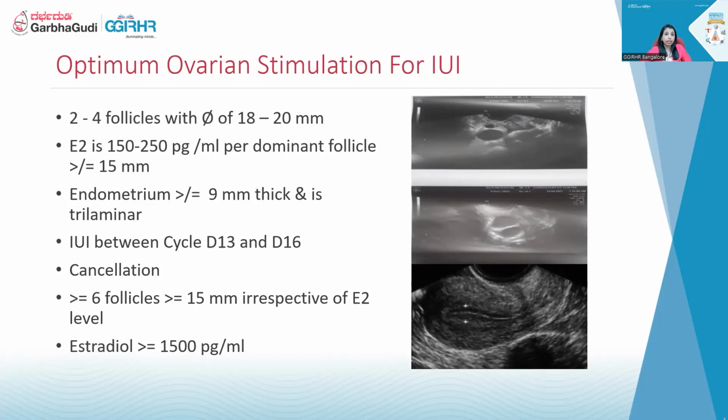At the same time, in case the patient has overtly responded and you have more intermediate follicles, or if the follicles are more than 4 of higher order, then it's better to cancel the IUI in order to prevent OHSS and also higher order pregnancies.